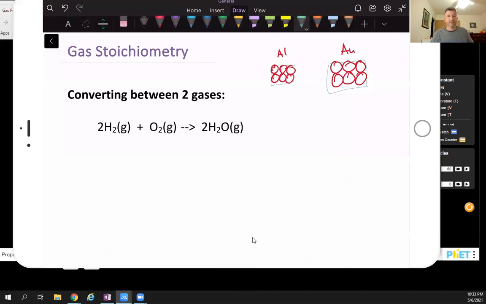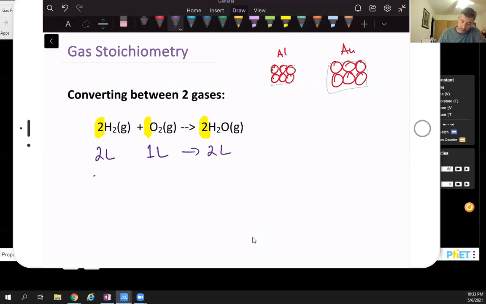But if they're both at the same temperature and pressure, then they're going to occupy the same volume. So because of that, when I look at a balanced equation that has gases in it, this 2:1:2 ratio of these 3 gases is not only a molecule and a mole ratio, but it's also a liter ratio. So what that means is I can say that 2 liters of hydrogen would react with 1 liter of oxygen to produce 2 liters of water vapor. As long as they're all gases, we can say that.